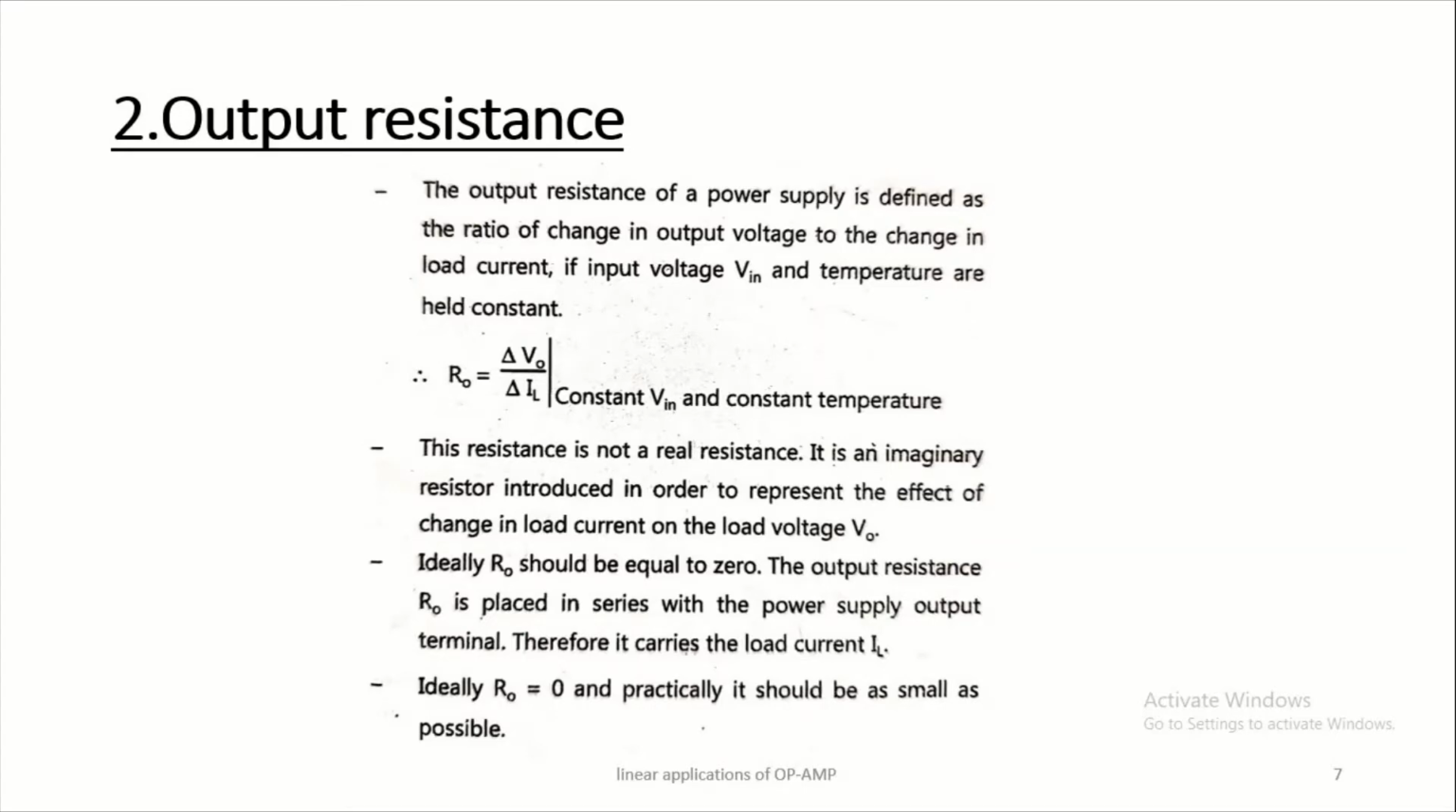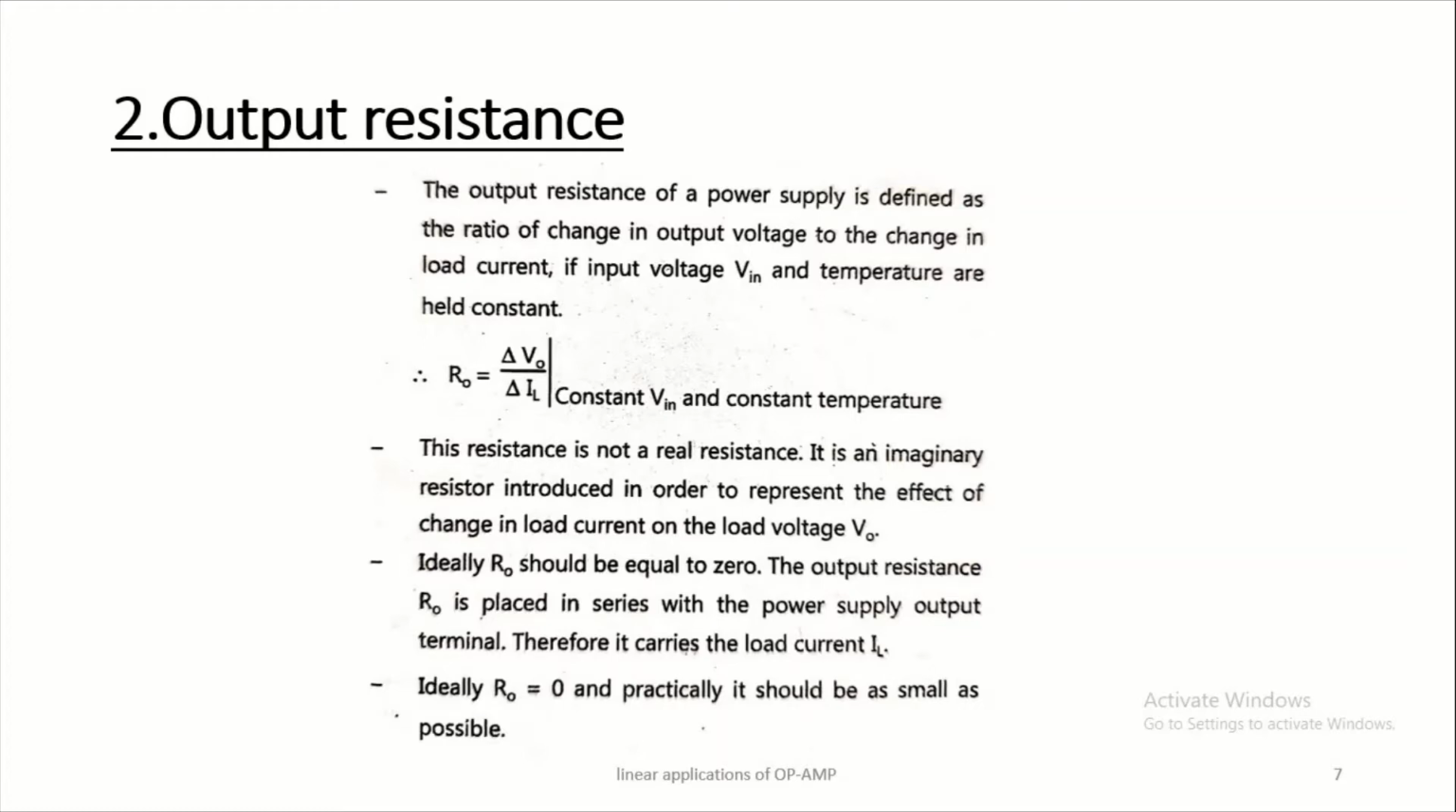Next is output resistance. The output resistance of a power supply is defined as the ratio of change in output voltage to the change in load current, if the input voltage VIN and temperature are held constant. Therefore R0 is equal to delta V0 divided by delta IL at constant input voltage and constant temperature. This resistance is not a real resistance. It is an imaginary resistance introduced in order to represent the effect of change in load current on the load voltage V0.